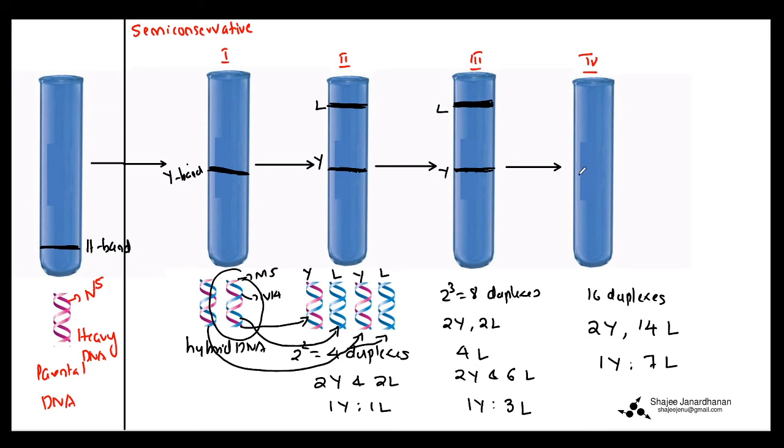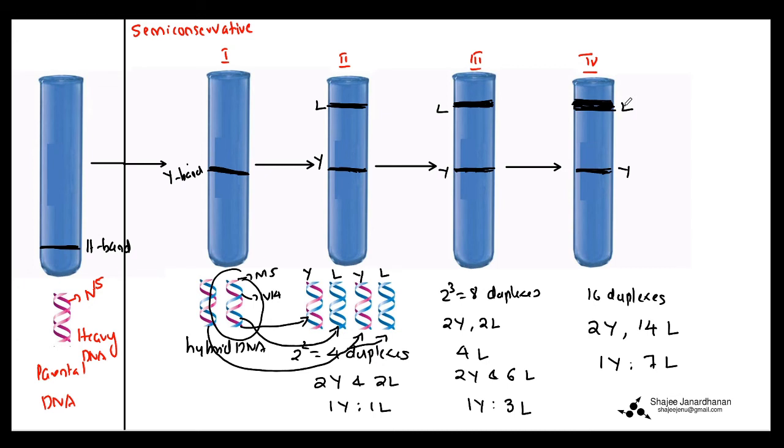So still you have 2 bands. One is the hybrid band with the same thickness as the first, second and third, but now the thickness of the light band has increased because there are 7 times more lighter DNA than the hybrid one. So this is the banding pattern that you are going to observe in the semi-conservative mode.